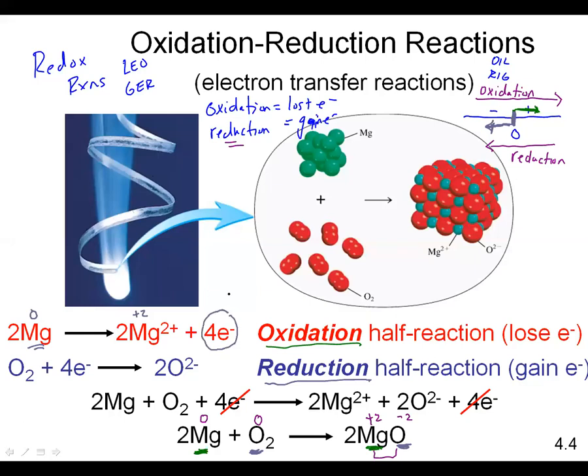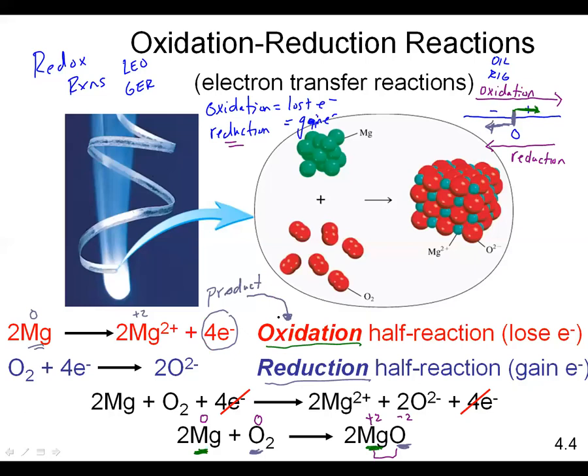And the way that is represented is the electrons will be on the product side. So if you see electrons on the product side, that is an oxidation half reaction. It's like those electrons are being given off or being lost. So that's why the electrons end up on the product side.